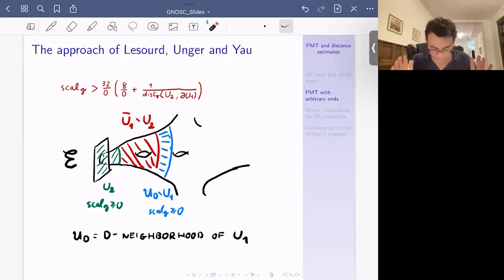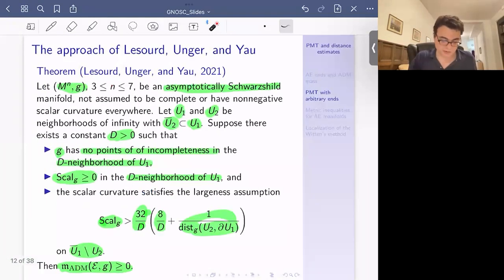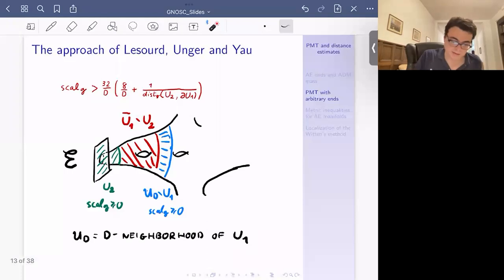Let me show you the theorem again. So in other words, if the scalar curvature is still non-negative in a D neighborhood where D satisfies this assumption, then the ADM mass must be non-negative.